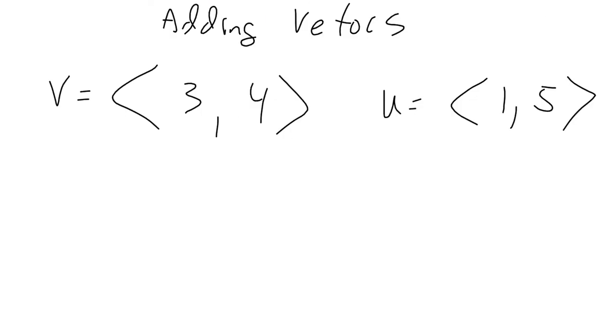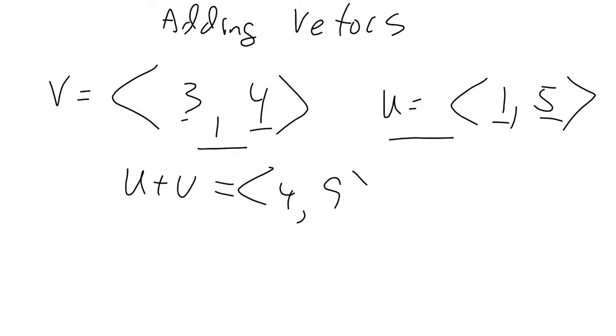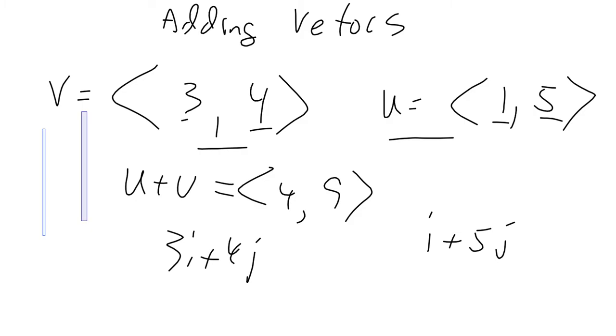How do you add two vectors? Well, this isn't too hard when they're both in component form. Okay, adding u plus v, or v plus u, however you want to say it, it's just going to be 3 plus 1 and 4 plus 5. Not too hard. If it's in standard form, this would be 3i plus 4j. This would be i plus 5j. Okay? So 3 plus 1, this would be 4i plus 4 plus 5, 5j.